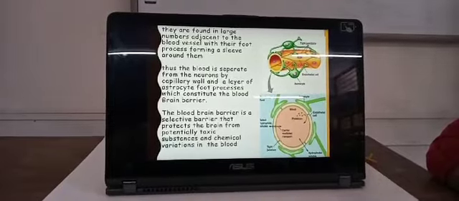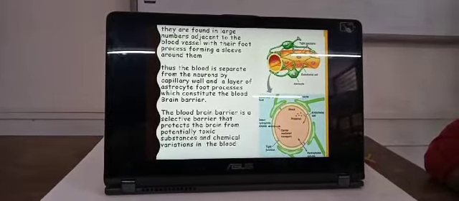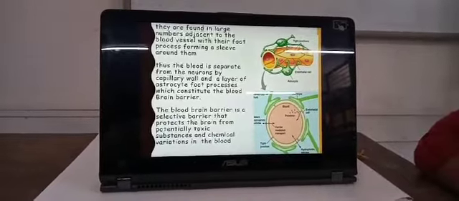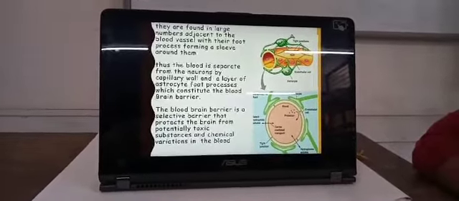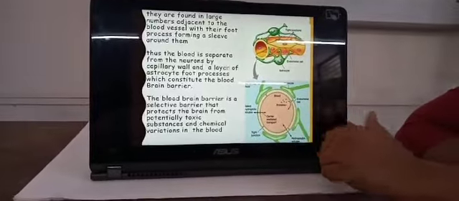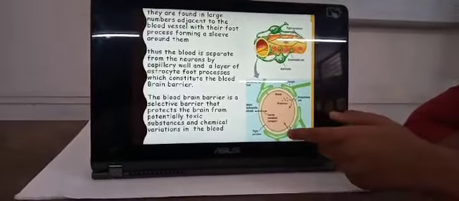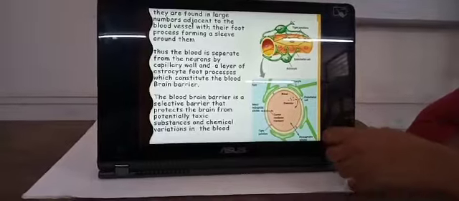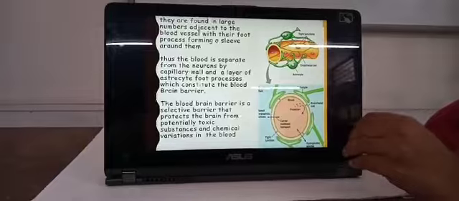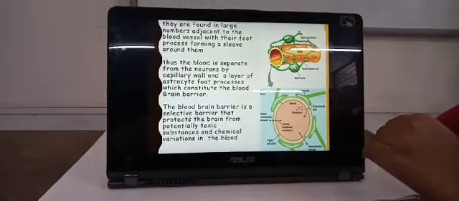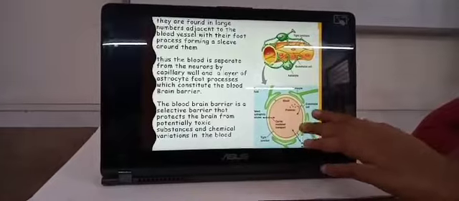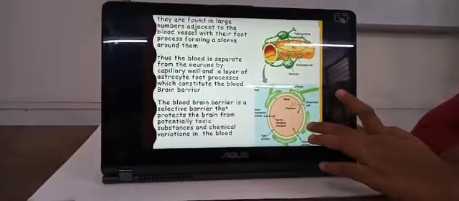The blood-brain barrier is a selective barrier that protects the brain from potential toxic and chemical substances in the blood. For example, if the blood gets poisoned also, the blood-brain barrier is a selective barrier which allows only certain amount of material to pass from the blood into the brain. So, this is the blood-brain barrier.